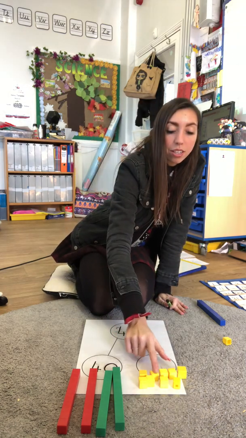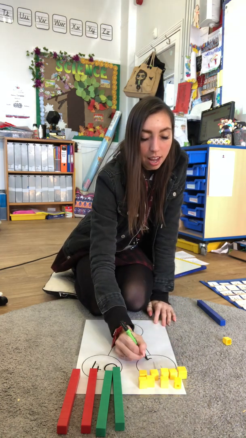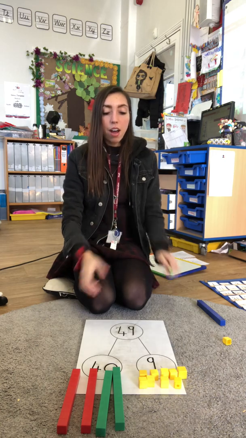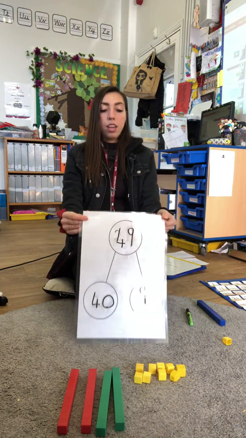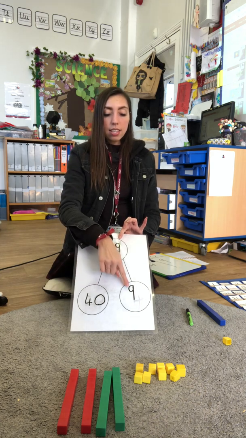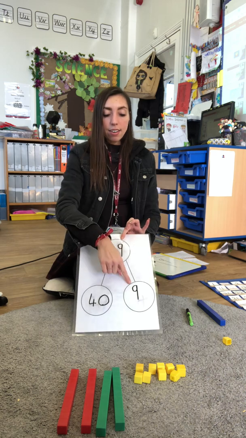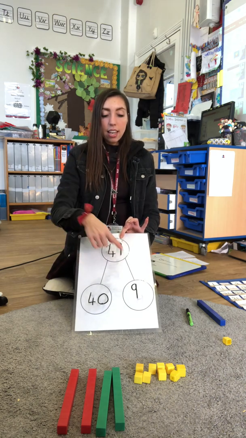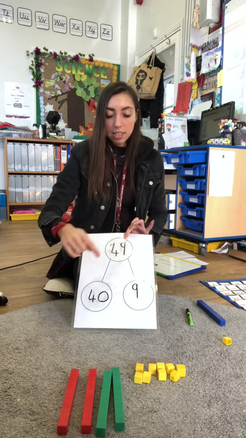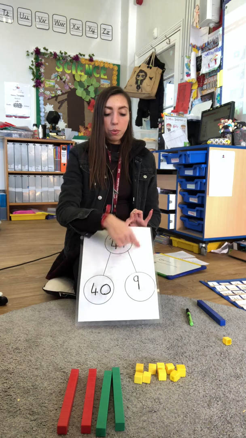How many ones do I have? 1, 2, 3, 4, 5, 6, 7, 8, 9. 9. So curl it round, go up, then down. Okay. So I now know that if I separate 49 into tens and ones, I've got 40 and 9. 4 tens and 9 ones. 4 tens, 9 ones. 40 and 9 is the same as 49.